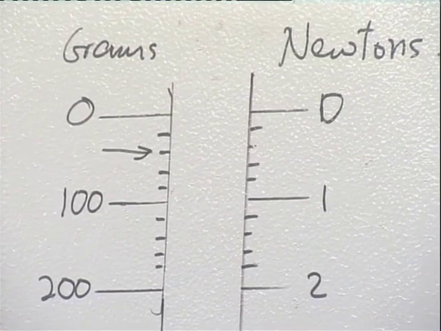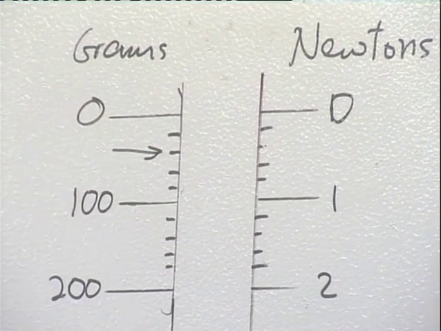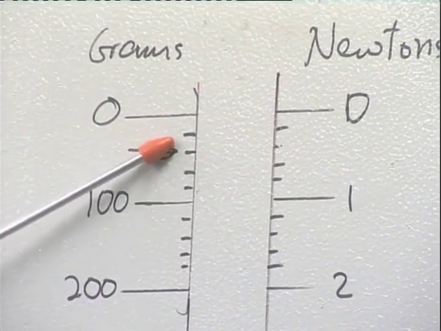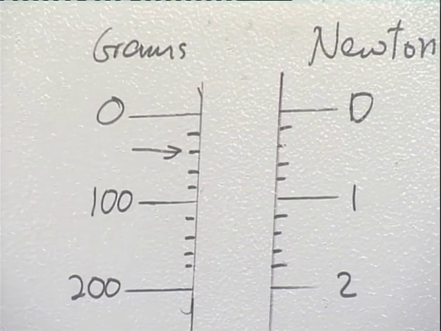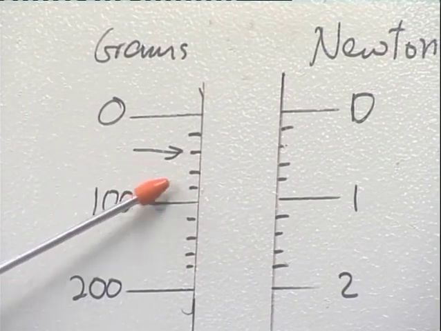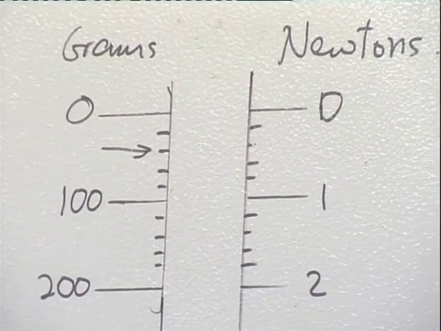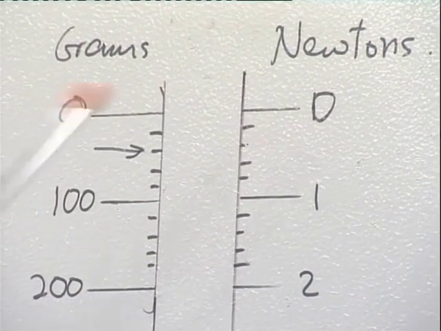So that's the thing I'm talking about, the divisions. You've got to know by how many should you count. So this one division will be equivalent to 20. So we have 20, 40, 60, 80, and 100. This would be 120. Now that's for grams. How about newtons?